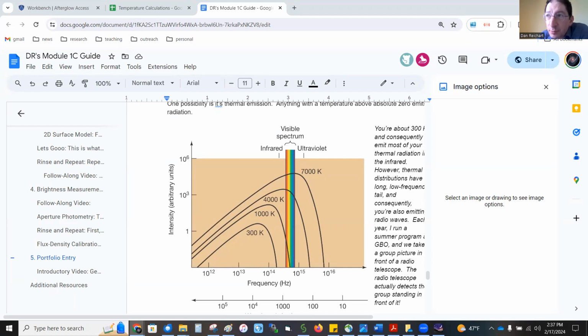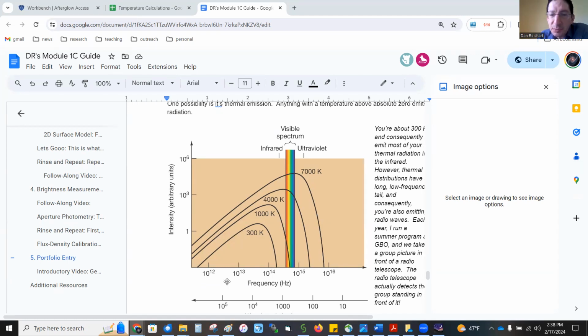Let's investigate the thermal hypothesis first. Anything with temperature emits radiation, emits light. Sometimes it's light you can see, and often it's light you can't see. So you get a spectrum of light. And that's what we see in this plot here. We see different thermal curves, sometimes called blackbody curves.